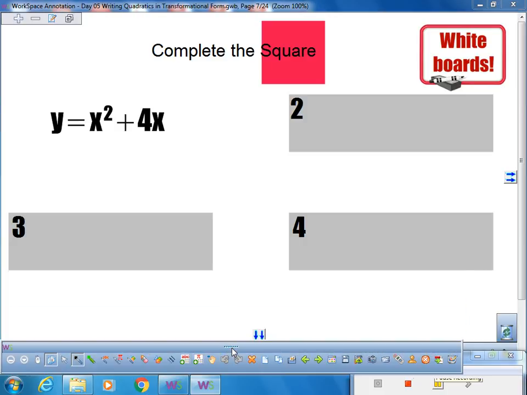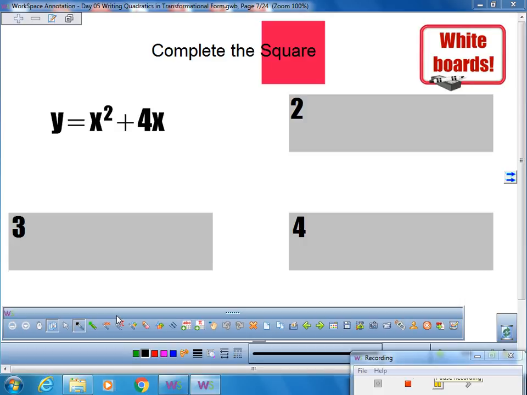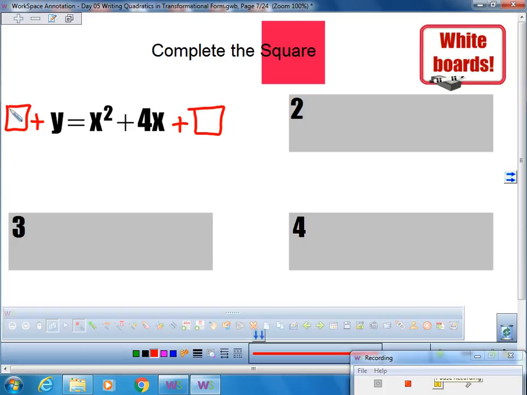So half of 4 is 2. 2 squared is 4. So I'm going to add 4 to both sides, or 2 squared. I'm going to add 4 to both sides. Why would Mrs. Mahler put it as 2 squared on this side? Because that's what's going to be in our binomial, our perfect square binomial. So then I have y plus 4.